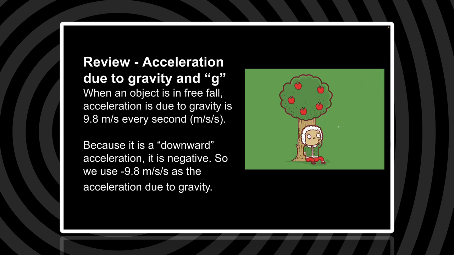We know that an object is in free fall when the only force acting on it is gravity. Now, here on Earth, we have calculated it, and for the most part, acceleration due to gravity is 9.8 meters per second every second. Please do not say that gravity is 9.8 meters per second every second. It's the acceleration due to gravity that is 9.8 meters per second every second. Now, here's the other thing. That acceleration, regardless of how that object is moving, is always in the downward direction, right? So we're going to say that it is negative. So we use that negative 9.8 meters per second every second as the acceleration due to gravity.